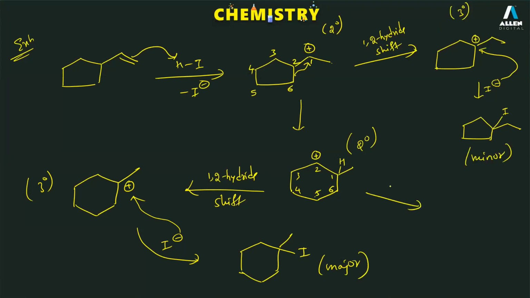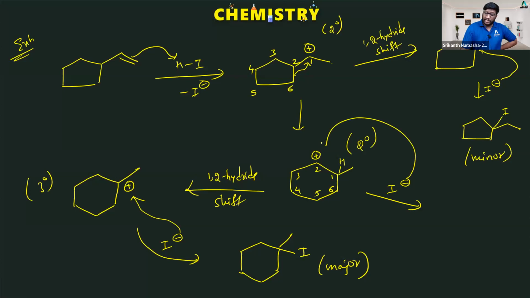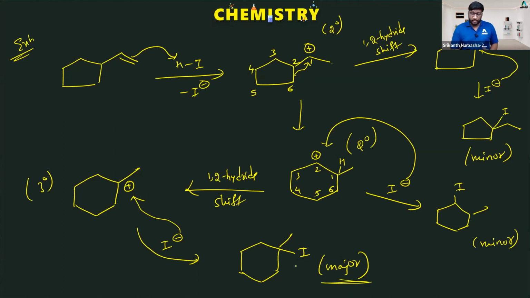If I minus directly attacks, these are all the other options which can be given. So the 5-membered ring only generating a 3-degree carbocation, leading to the product, that is minor. The 6-membered ring done without doing a hydride shift, I minus attacks the secondary carbocation, that is also minor. The 6-membered ring where hydride shift happened generated a more stable carbocation, that is going to be the major.